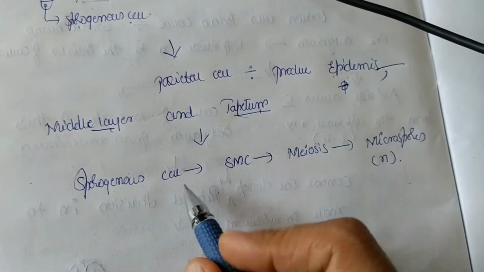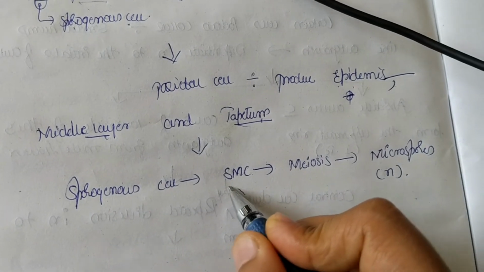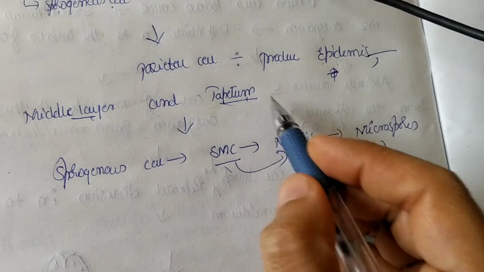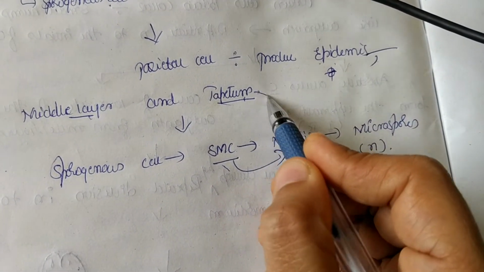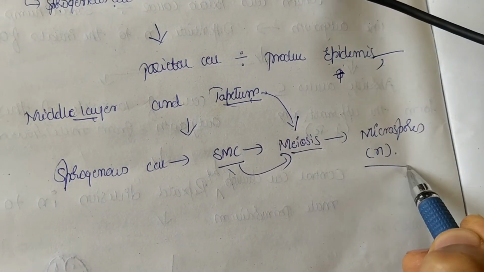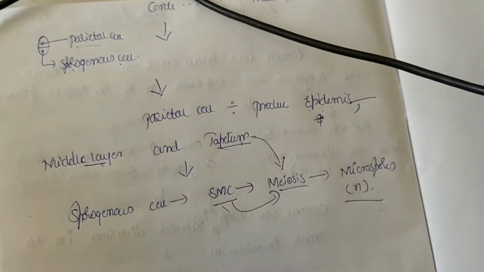Whereas the sporogenous cells are going to divide and form what is called the spore mother cell. This spore mother cell is going to undergo meiosis. For this development, it is going to draw nutrients from the tapetum and undergo meiotic division, leading to formation of the microspores. So this is the one.